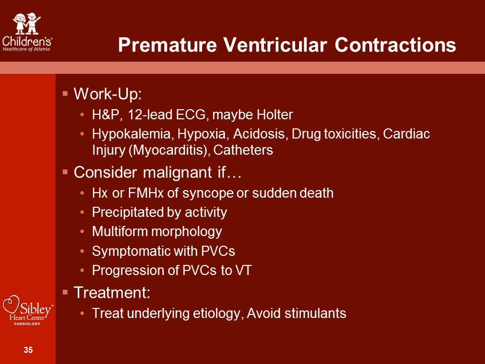If you find on history or family history that there's a history of recurrent syncope or sudden death, then these PVCs must be worked up, and we consider them malignant until proven otherwise. If your arrhythmia burden or ectopy burden is increased with activity, that is considered abnormal and must be worked up, whereas if they decrease with activity, then they are considered benign. Polymorphic or multiform morphology is considered malignant versus the monomorphic or single morphology appearance.